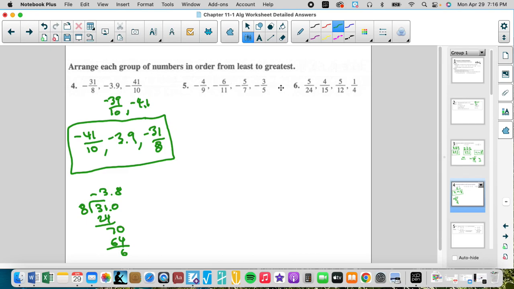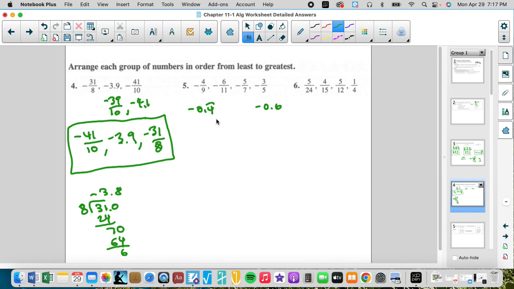Do we want to find a common denominator? No, that's not really fun. This is negative 0.4 repeating. Is decimal better? This is going to be negative 0.6. 5/7 is going to be an ugly one. 6/11 is going to be ugly.